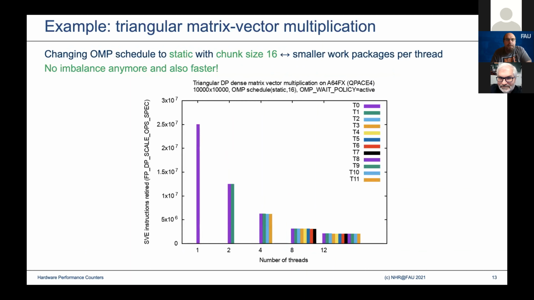What we can do is change the schedule. So if we add to the OpenMP do loop the static 16 schedule, each thread is getting only 16 lines of the matrix at a time, so it's more distributed, and we see that the number of flops, or the number of executed floating point instructions, are evenly balanced. So no imbalance anymore, and if we look at the performance, it's also faster.